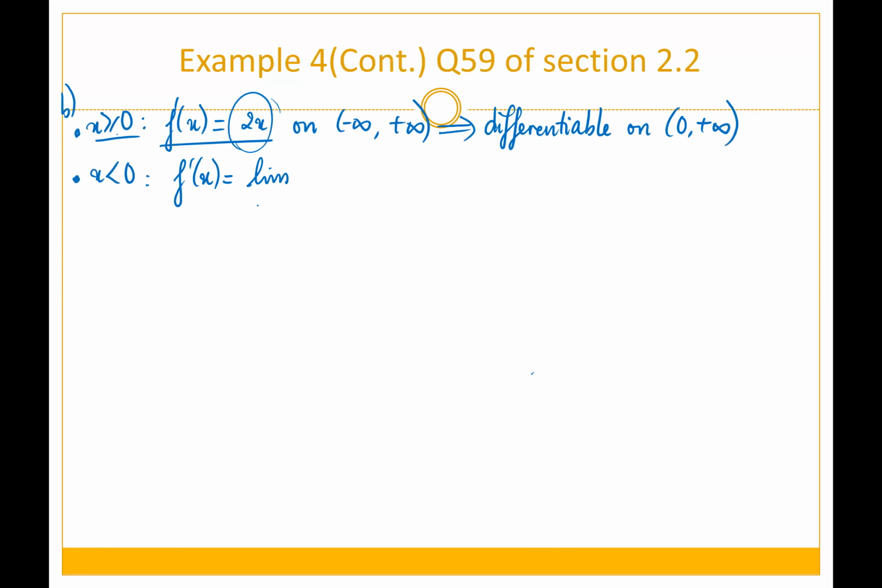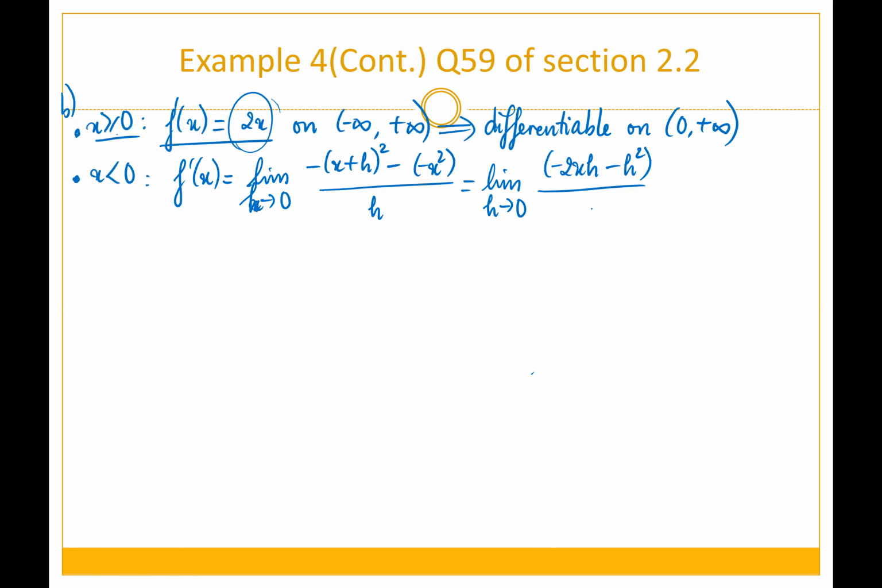So this is f prime. The limit as h approaches 0 of negative of x plus h squared, and then minus negative x squared, over h. So if you expand the square again and solve, what you end up having is negative 2xh minus h squared. And we do the same thing. It's going to give us negative 2x. And then again, this one is defined and continuous everywhere.